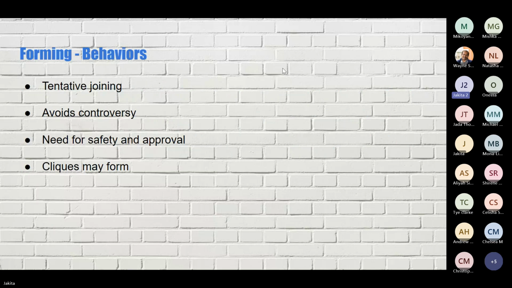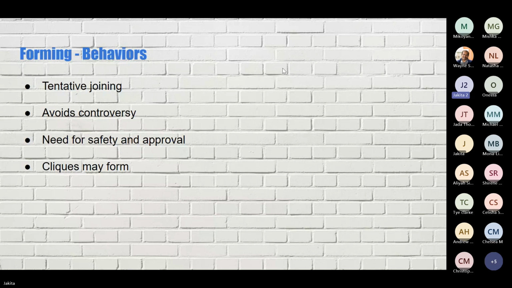So let's look at some forming behaviors that we may see exhibited in groups, which will be tentative joining. So the uncertainty of joining the group. Avoids controversy. So usually if you join a group or a team, if the majority of members go with one particular viewpoint, to avoid controversy, you may not want to input. There's also a need for safety and approval within the behaviors of forming, and cliques may form. So if you have one viewpoint and you relate to another member, you may create subgroups because of that point.